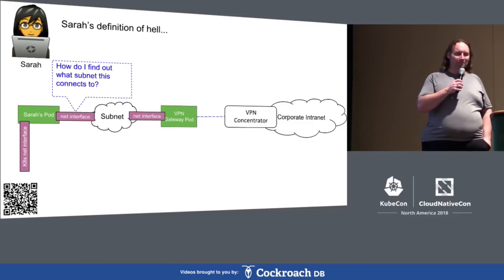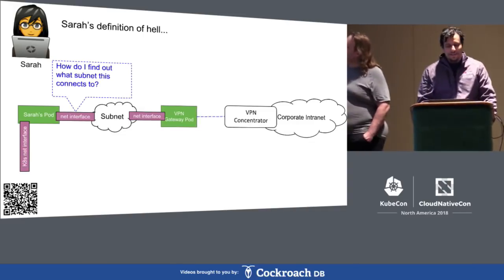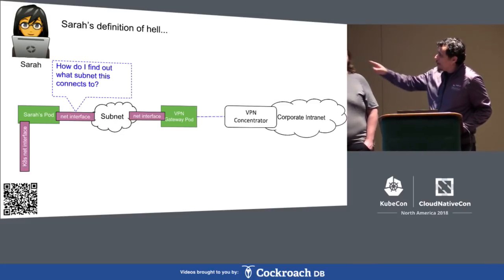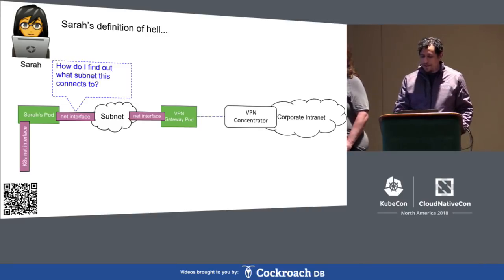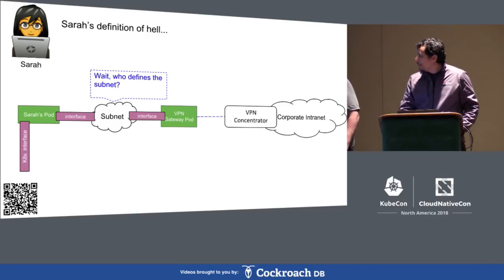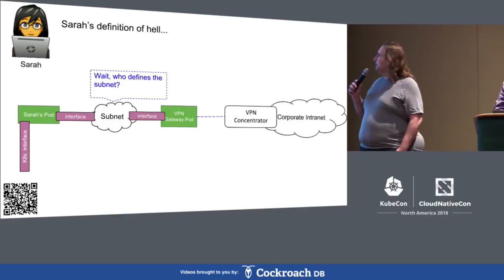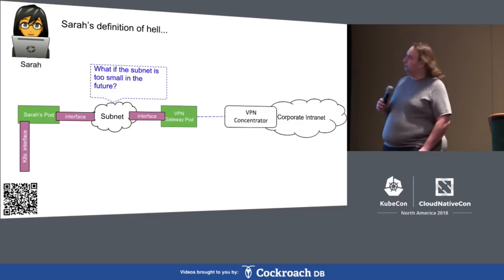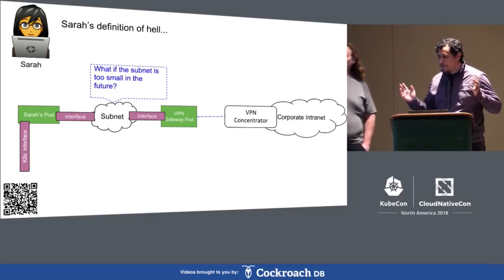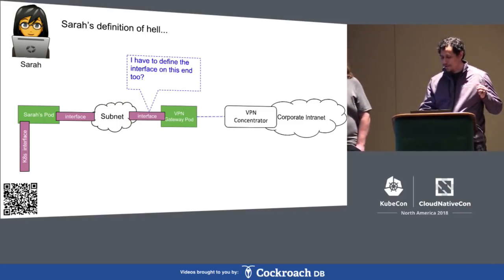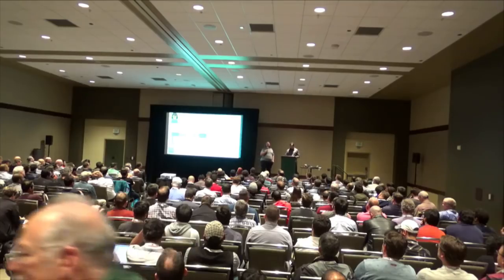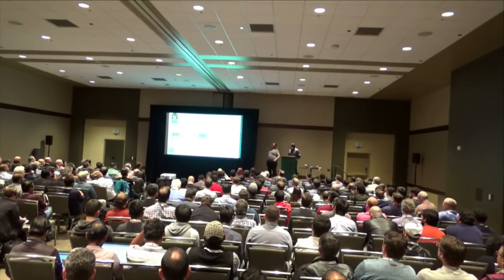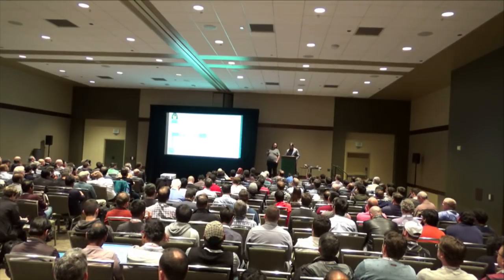So this is Sarah's definition of hell. She has all of these things that she has to take care of, starting with how to find out what subnet that network interface should connect to. If you make her define a subnet, what has to go in that subnet? How big does it have to be? And okay, you define a subnet. What if it's too small in the future? Because we don't scale up our replicas ever. Yeah, of course not. And then we have this interface we have to define as well. So who defines that? Does Sarah or someone else define it?